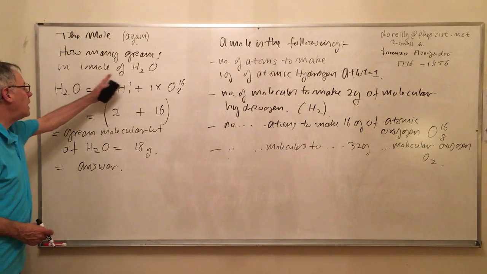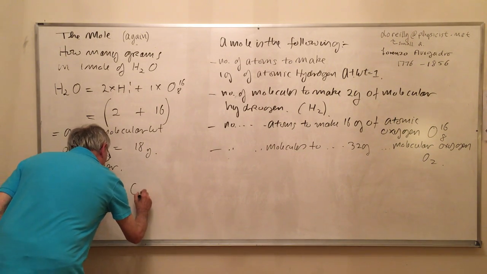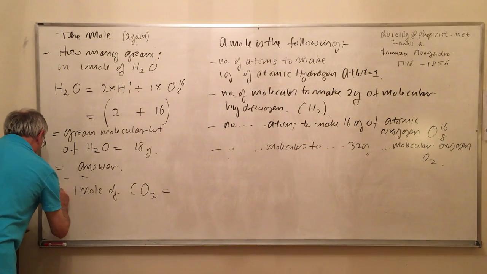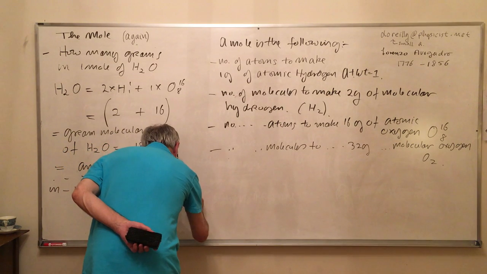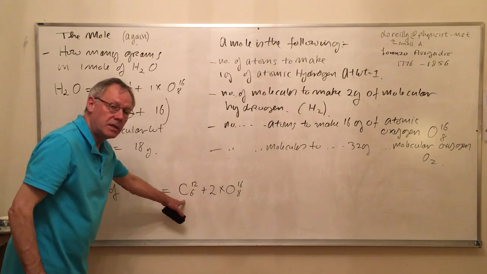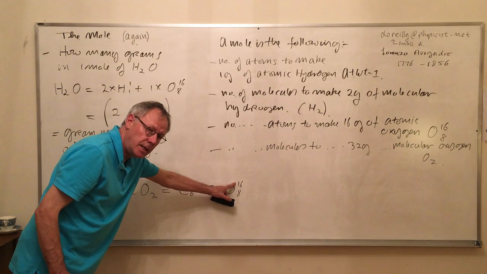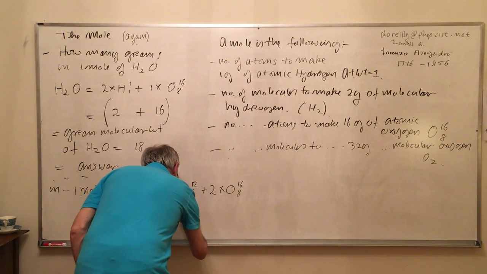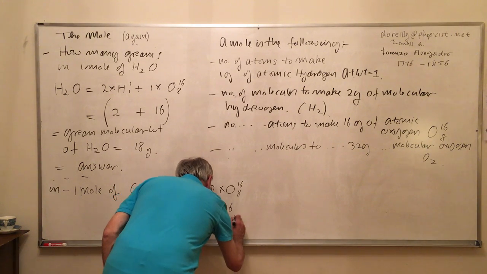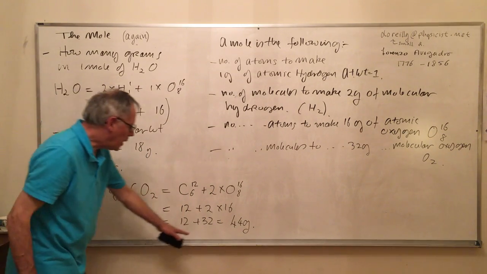How many grams in 1 mole of H2O? The answer is 18 grams. Let's do CO2. Same question, how many grams in 1 mole of CO2? We have one atom of carbon, atomic weight 12, atomic number 6. Two atoms of oxygen, atomic weight 16 each, atomic number 8. The answer: 1 mole of CO2 has a weight of 44 grams.